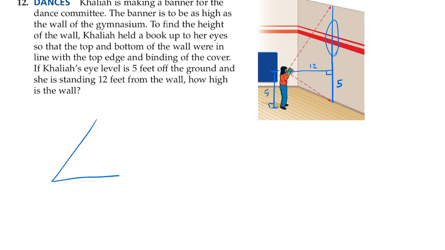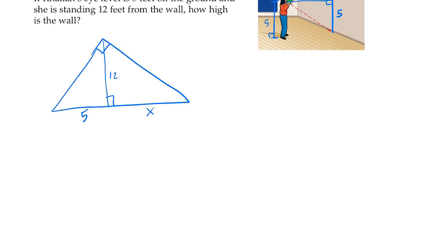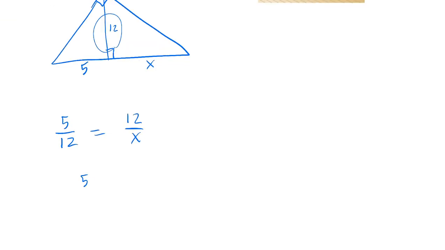Okay, so what we've got here is a right triangle with the altitude drawn. The altitude's 12. This piece of the segment is 5, and we're looking for x. So let's use the theorem this time. This is the geometric mean of the two segments of the hypotenuse. So we go 5 is to 12 as 12 is to x, because 12 is the geometric mean. So cross multiplying, we get 5x equals 144.